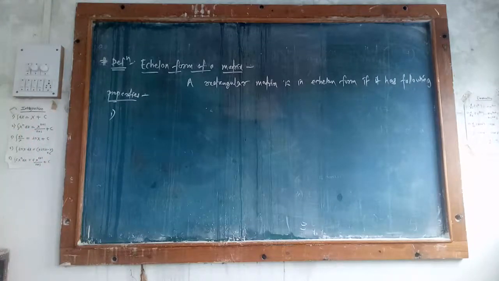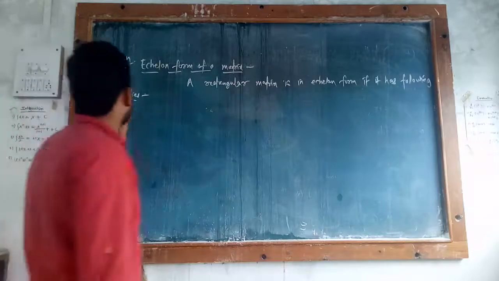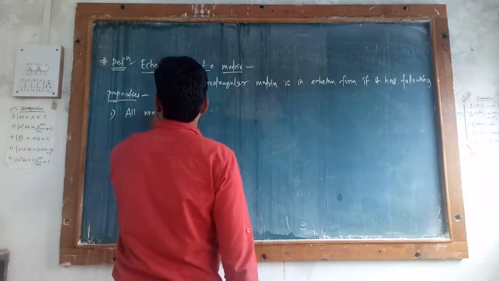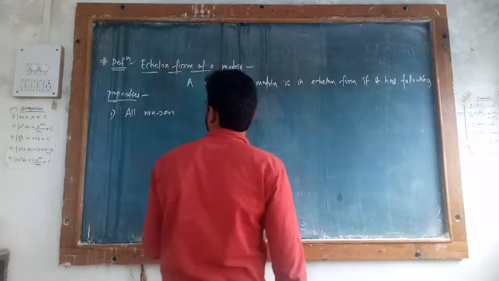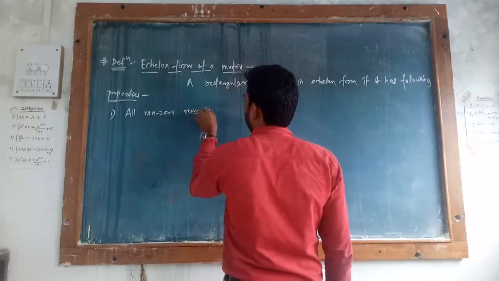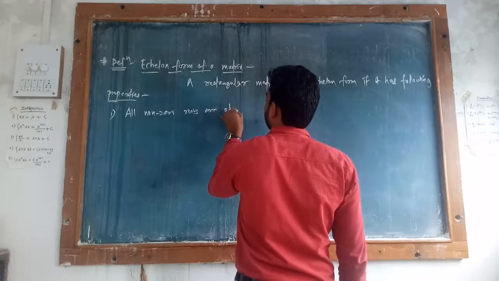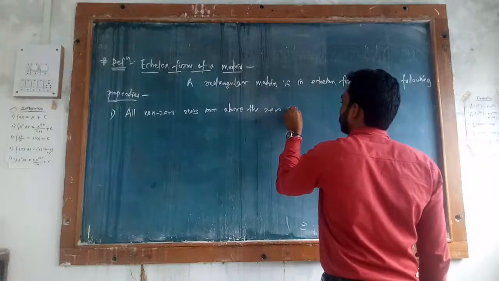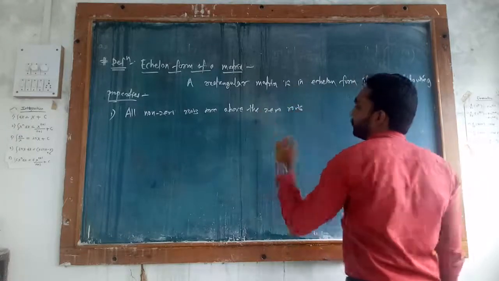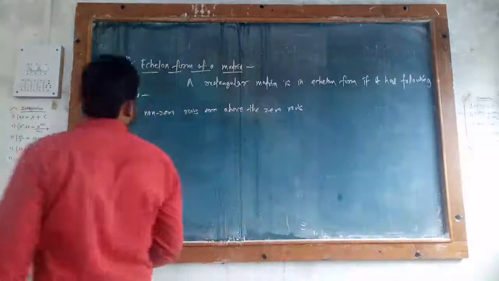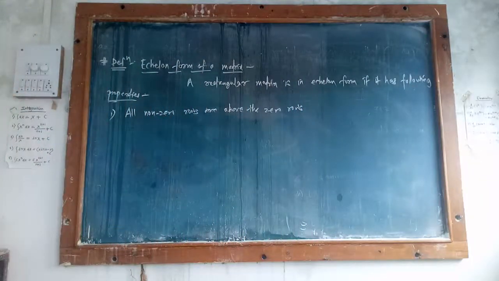First property is all non-zero rows are above the zero rows. Okay. What is your first property? All non-zero rows in a matrix are above the zero rows.